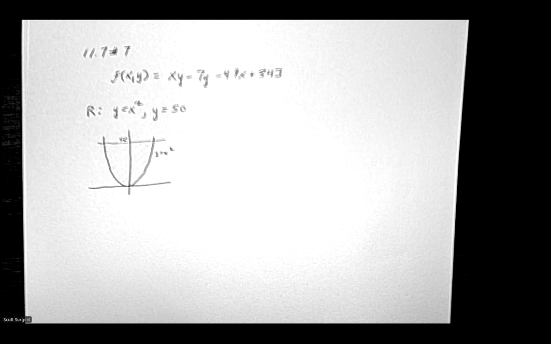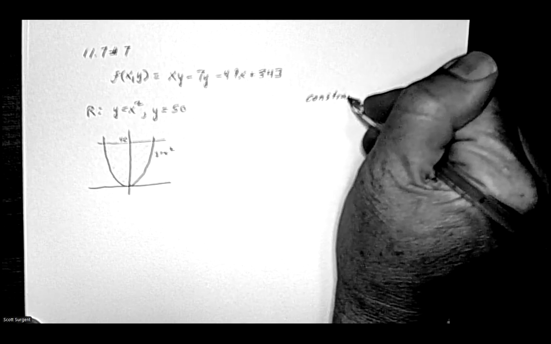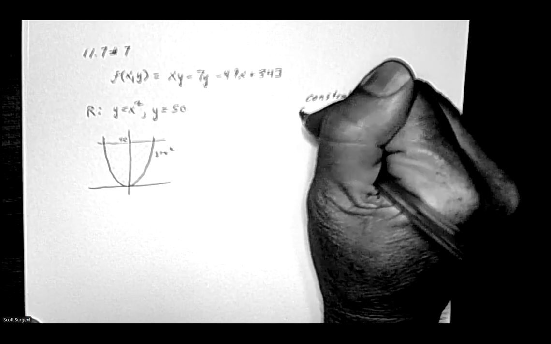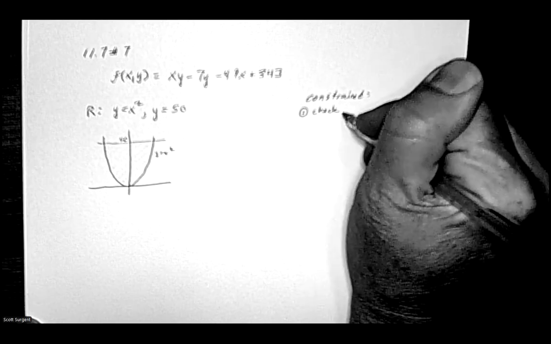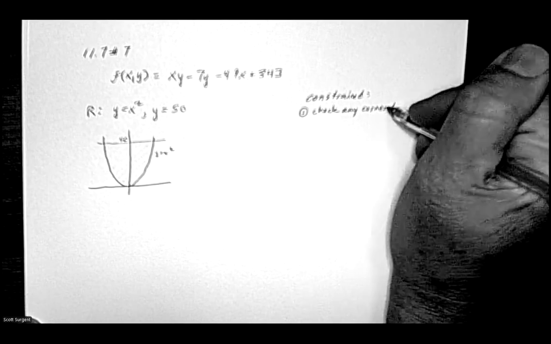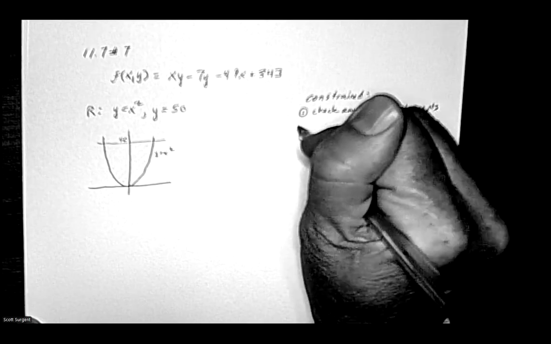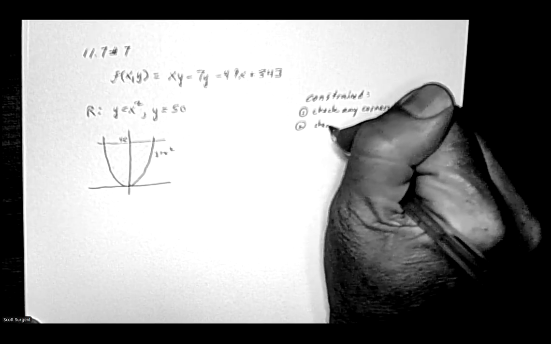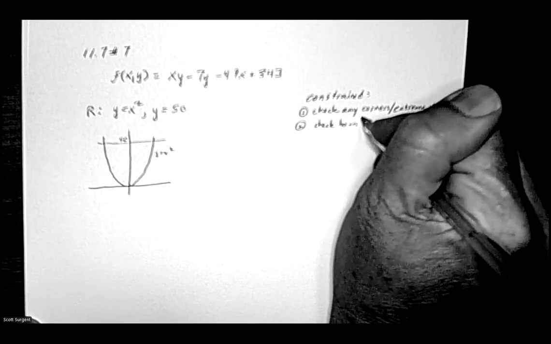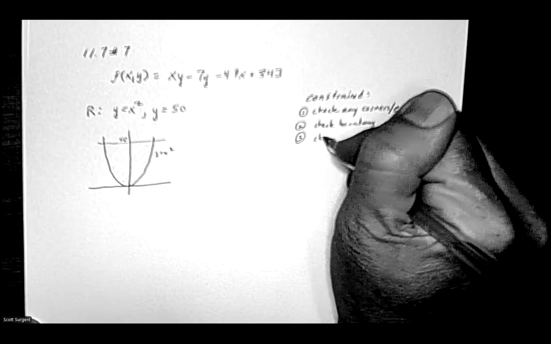Okay, so generally when you have constrained optimization, you check three things. Check any corners or extreme points. Check the boundary itself, and then check the interior.